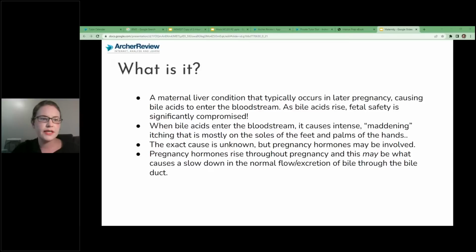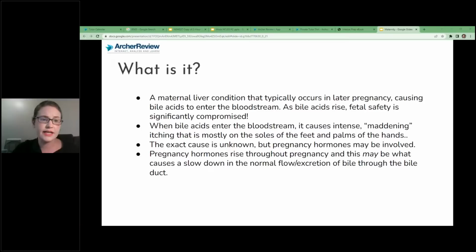What happens is, basically we think the pregnancy hormones are involved. And as the pregnancy hormones increase, that seems to slow down the normal excretion of bile through the bile duct. And as that bile becomes backed up and trapped in the bile duct in the liver, it enters the bloodstream and becomes very, very dangerous.